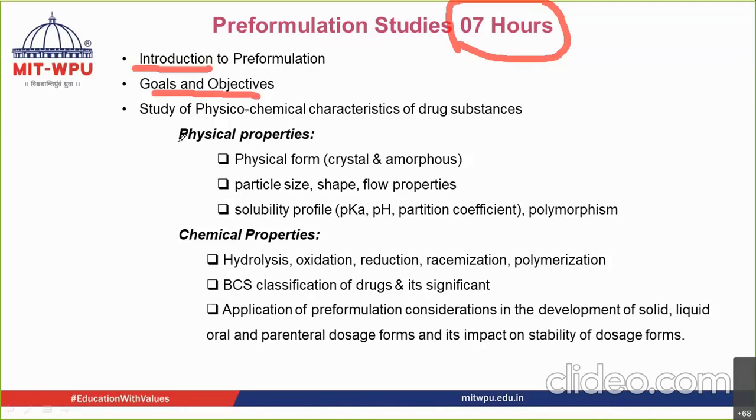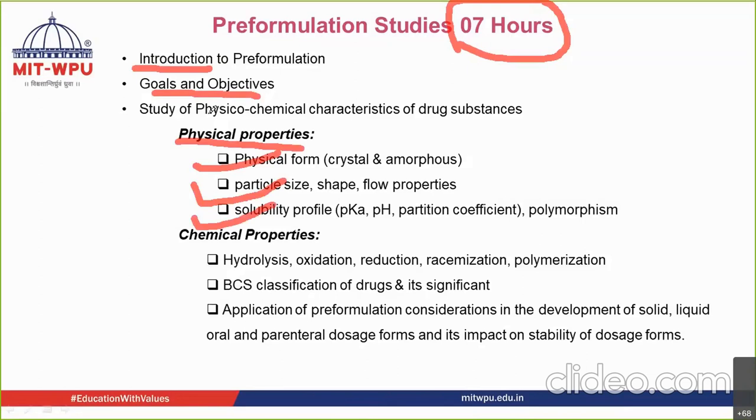There are two types of parameters. First, the physical parameters. You are going to study the physical form, that is crystalline and amorphous. You are going to study the particle size and shape, flow properties, the solubility profile, the pKa, pH, partition coefficient, and polymorphism concept.